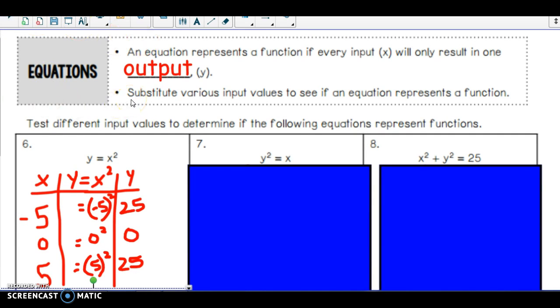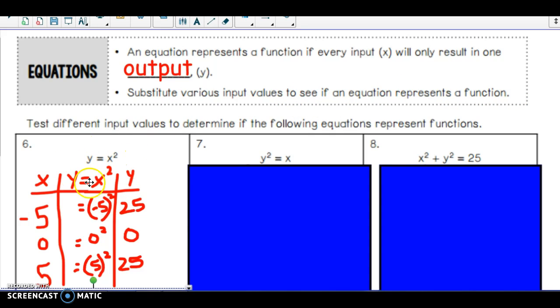Now, sometimes we will have an equation. An equation represents a function if every input, or x value, will only result in one output, or y value. What we typically do is substitute various input values to see if an equation represents a function.